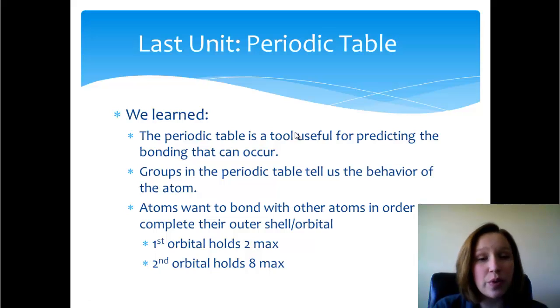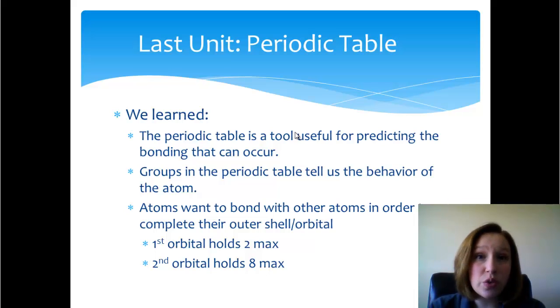Alright, so just a reminder of what we went over last time. Last time we talked about how the periodic table is a tool useful for predicting the bonding that can occur. Now, we needed to know how the tool works. So, remember that instructional menu that you made? You created a cheat sheet on how to use the periodic table as a tool. We investigated how they even came up with the initial structure of the periodic table and even visited some previous models of how they got to the modern periodic table.